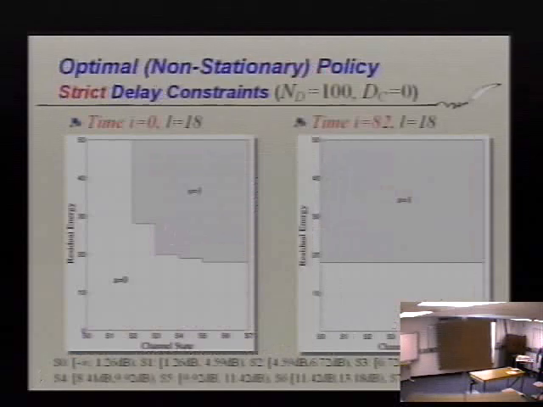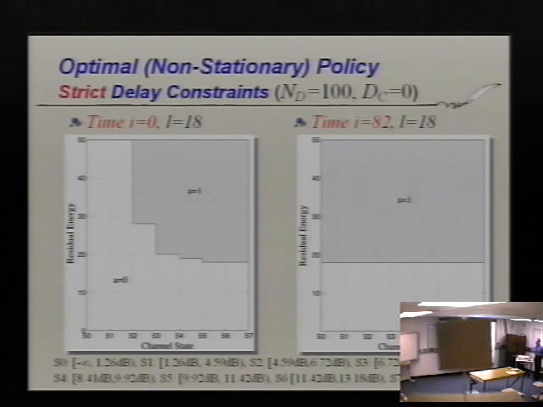For the same numeric example, with the same Markov channel model, we use 100 packet slots as the time deadline. These two figures show two slices of the optimal transmission policy when the time equals 0 and 82, respectively, when the residual packet number in the buffer is 18. As we see here, the optimal transmission policy in the strict delay constraint case is non-stationary. It changes from time to time. It is a different function at time equals 0 and at time equals 82.